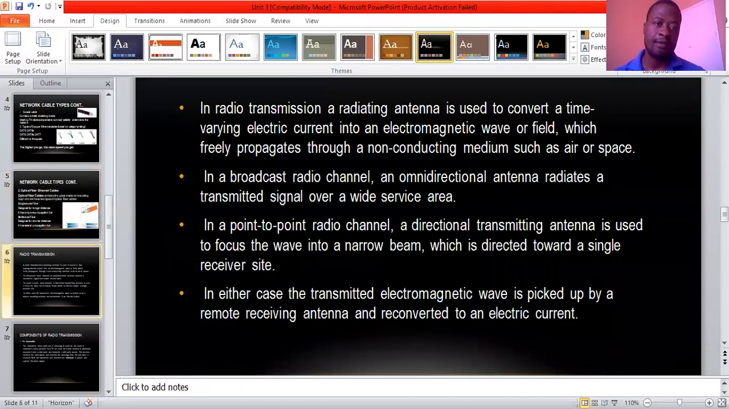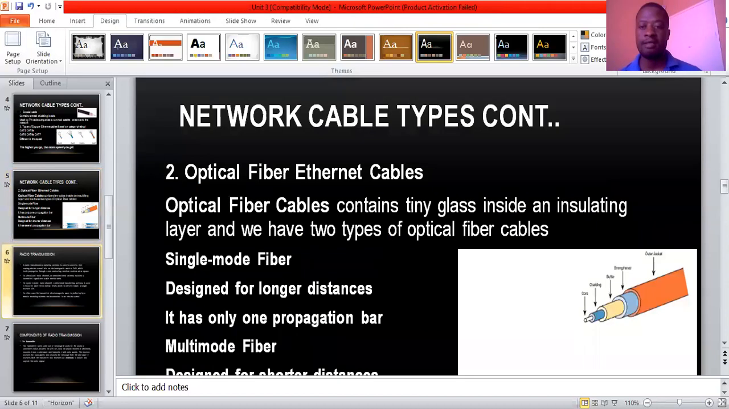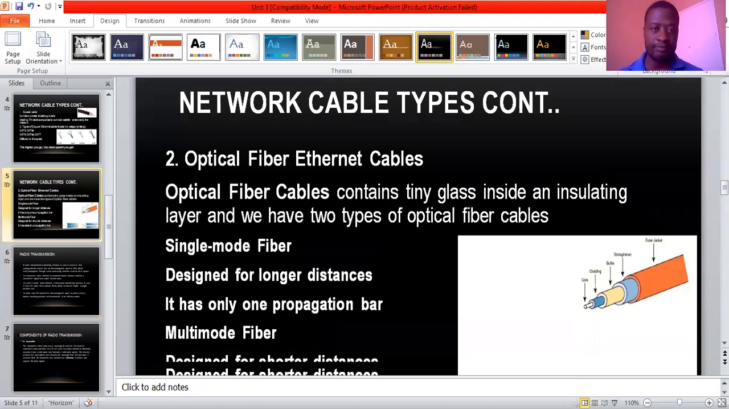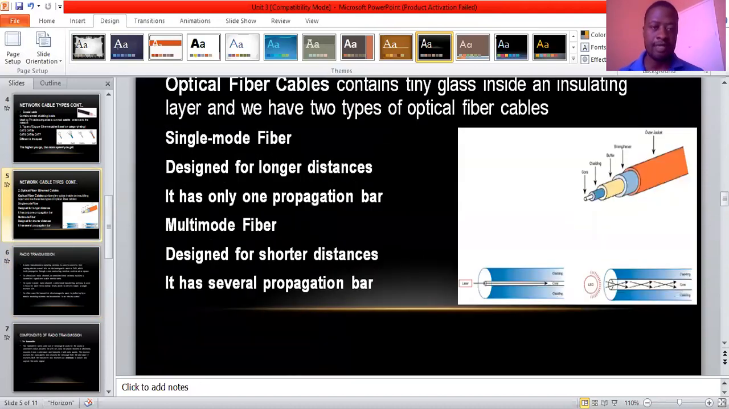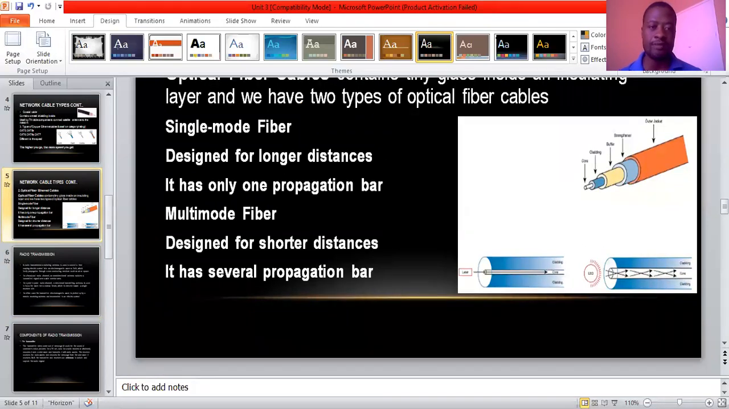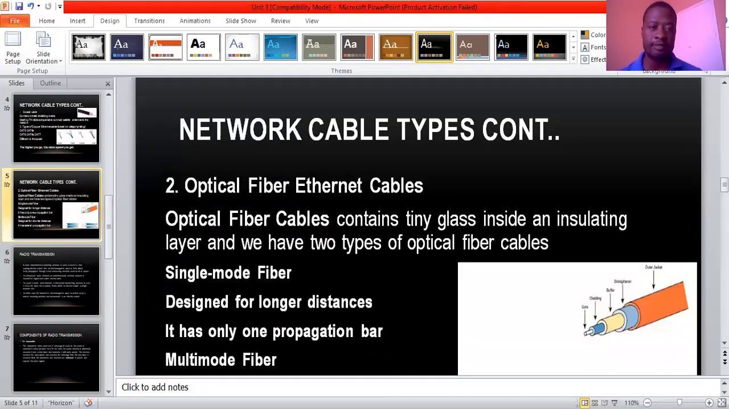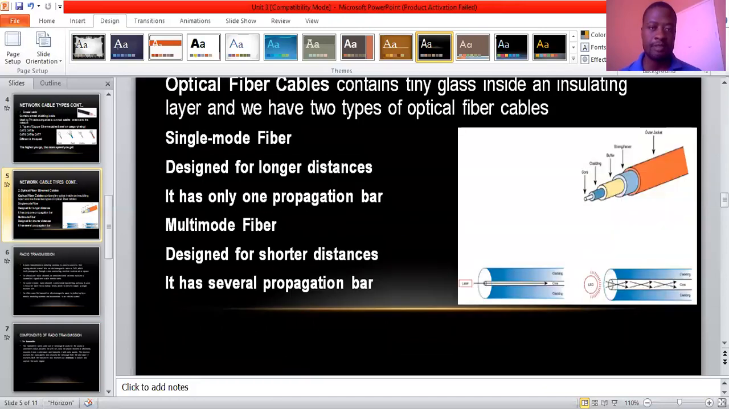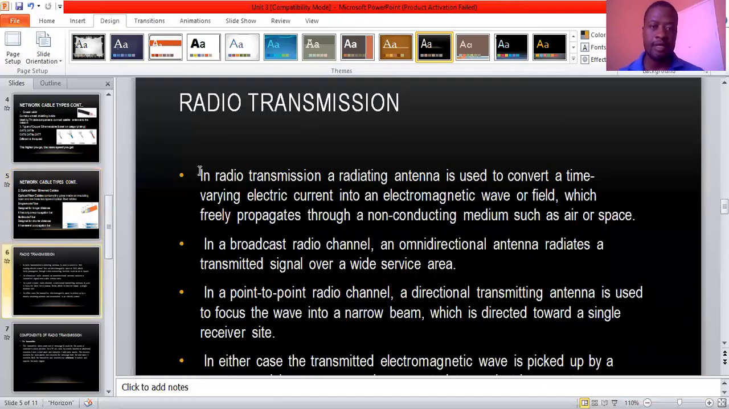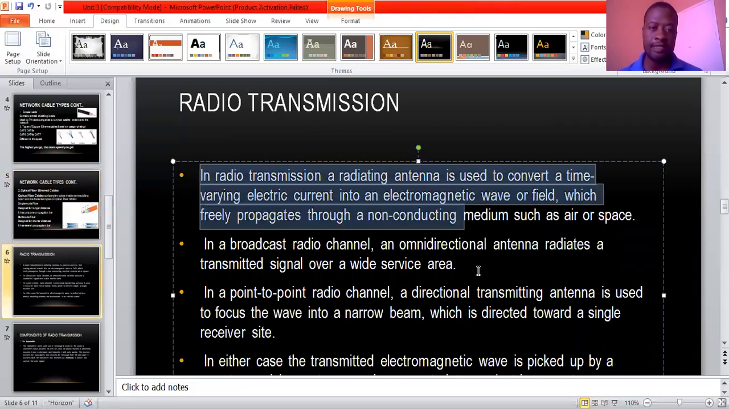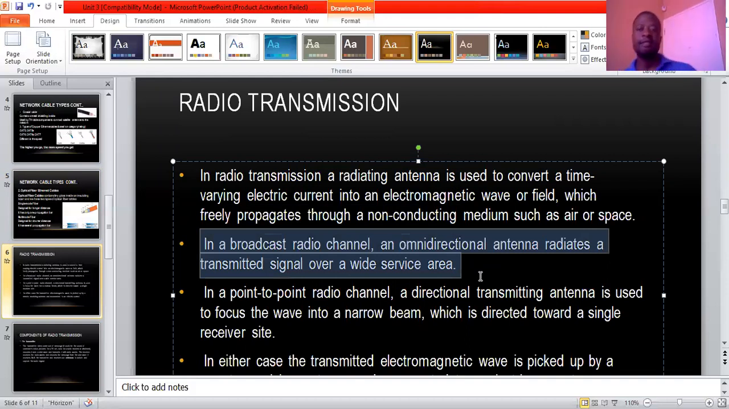That was on cables. Now let's go to transmission, to radio transmission. As we say, in radio transmission, a radiating antenna is used. In a broadcast radio channel, an omnidirectional antenna radiates a transmitted signal over a wide surface area.